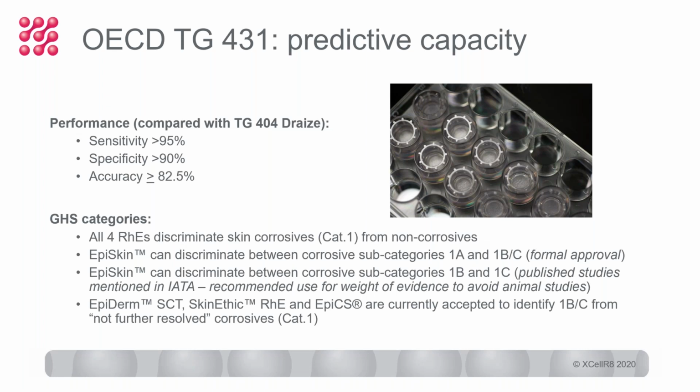So I think that that's a useful thing to bear in mind depending what you need for your chemical. And then the EpiDerm, SkinEthic and the CHCS models are all currently accepted to identify 1BC from not further resolved corrosives. So you would really only use those if you didn't have a strong need for subcategorization.